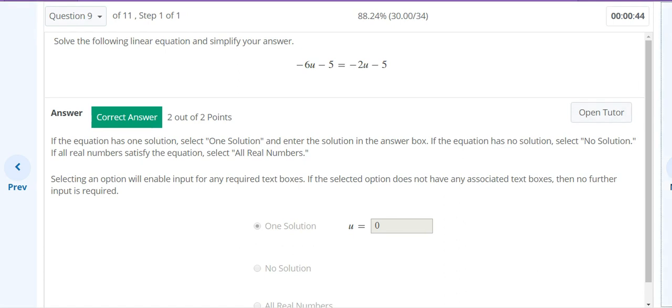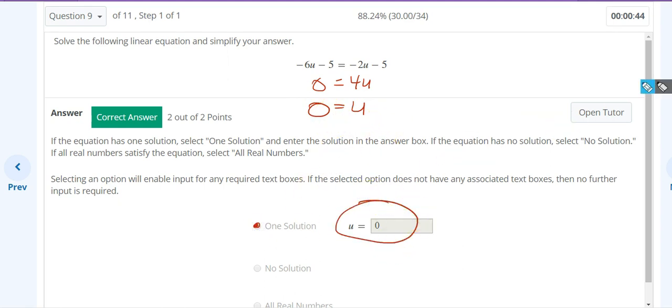Now this one is just straight solving an equation. Again, I want to keep my variables positive. So on this side, it's positive 6u. So this will be 4u. This side, I subtract or add a 5, I get a 0. So divide both sides by 4, I get u equals 0. So just one solution, it's conditional, and there's my answer. So hopefully that was an easy one here.